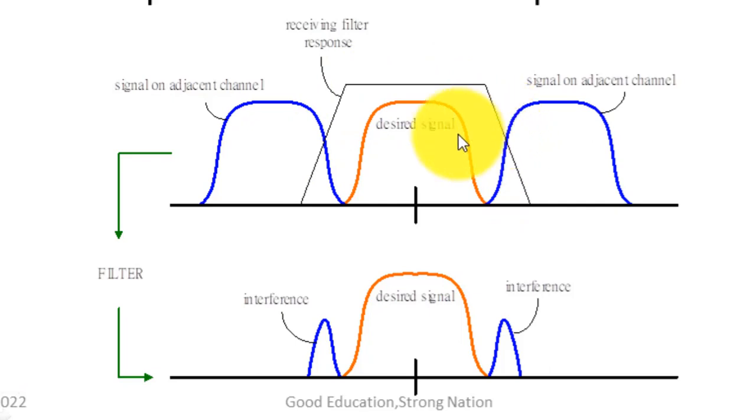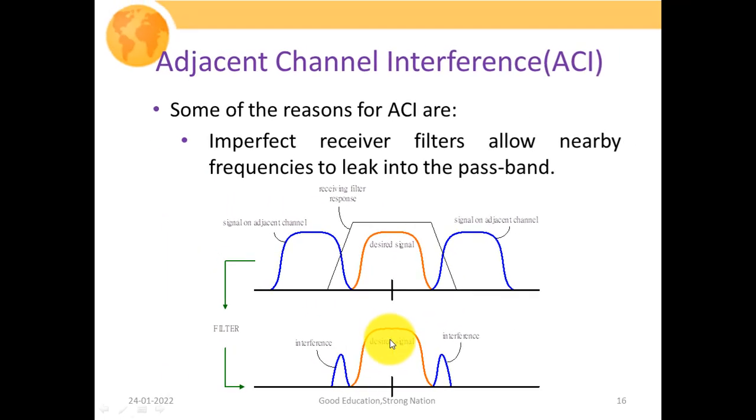If this is the filter response, then that mobile user will get the desired frequency component, but apart from that it is also getting these unwanted frequency signal bands. These are undesired signals which will interfere with the original signal and deteriorate the received signal quality. Here we are representing some of the reasons for ACI. An imperfect receiver filter allows nearby frequencies to leak into your pass band. This is what we had already explained, that is how an imperfect receiver filter leads to adjacent channel interference.